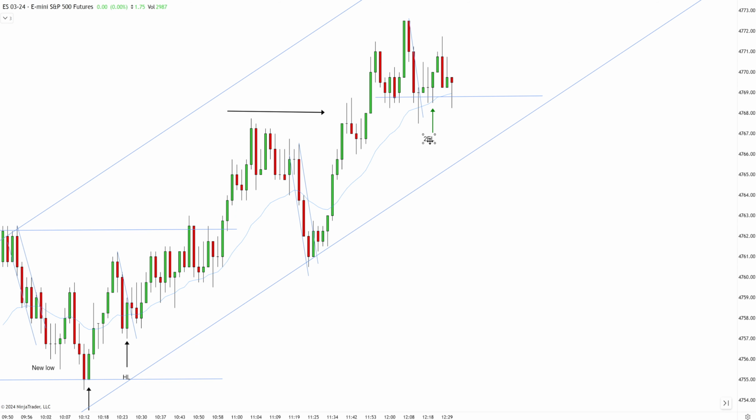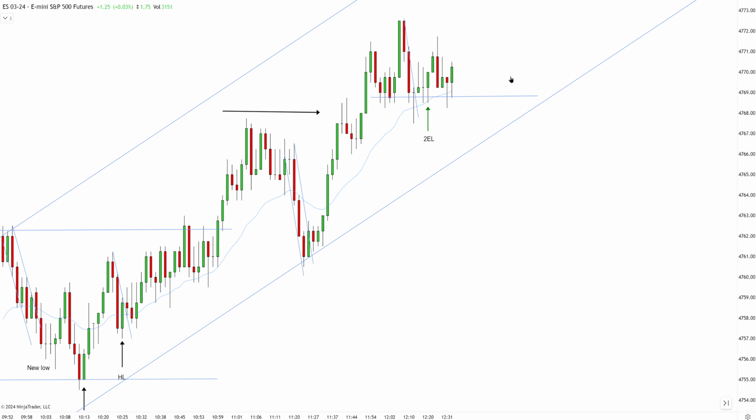Nothing is 100%. You can never be fully 100%. So this was a decent setup to take a chance. If you took it, no problem, nothing wrong with this. You have a new low, first entry short, second entry short failure. And now you actually have a chance to re-enter, okay?